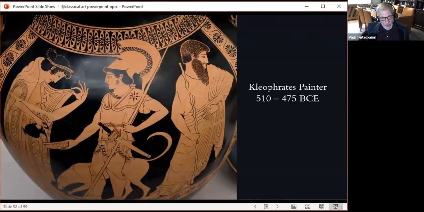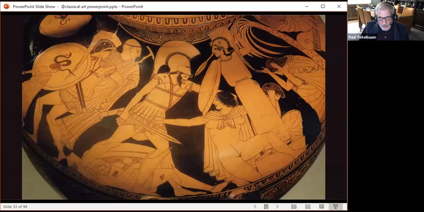Moving on, and now further into, still in this transitional period, we have someone called the Kleophrades Painter. And we're essentially at this point in his work leaving the late archaic period and arriving in the classical period. His best known work is a vase which depicts the sack of Troy. And that's very interesting because of the way it does the depiction.